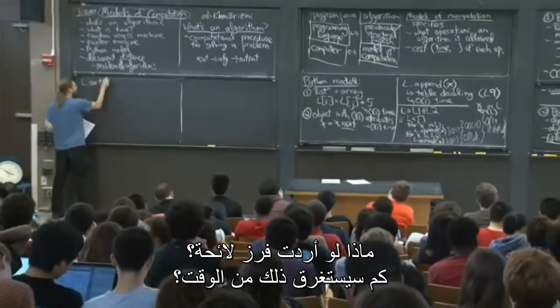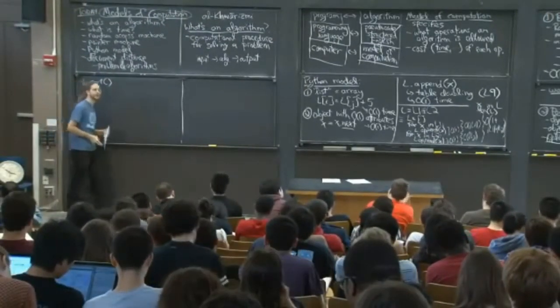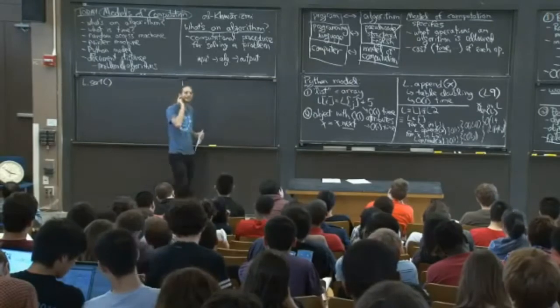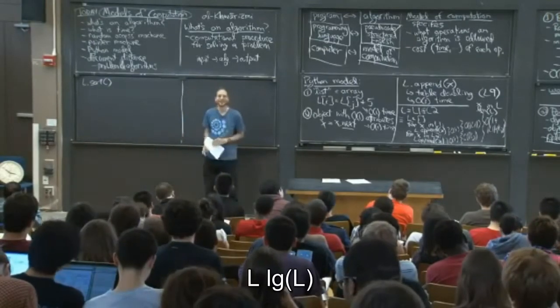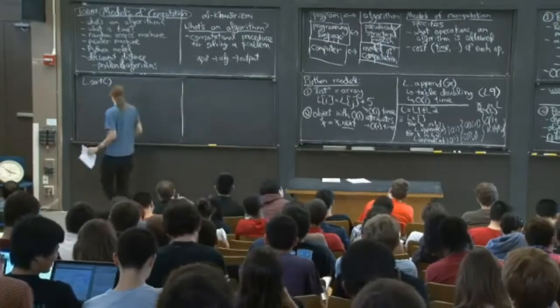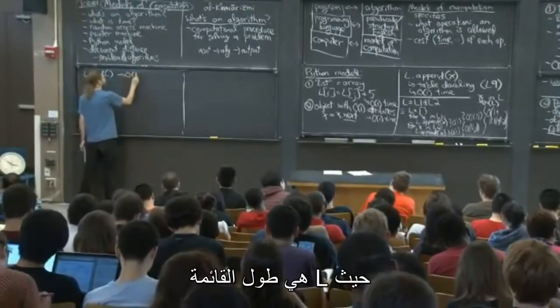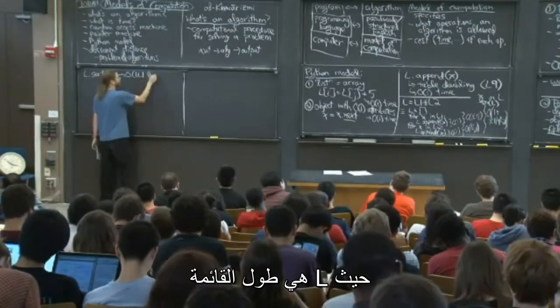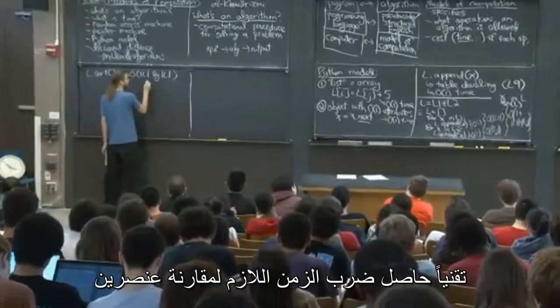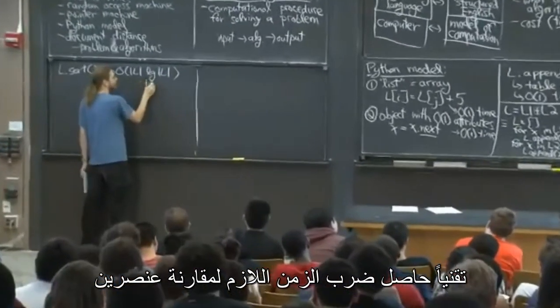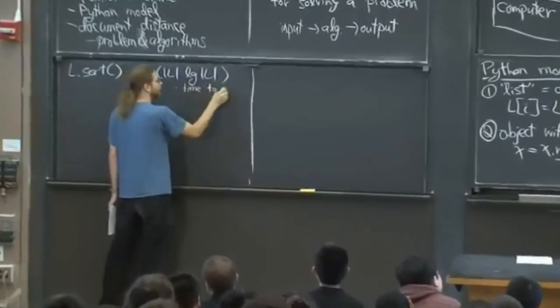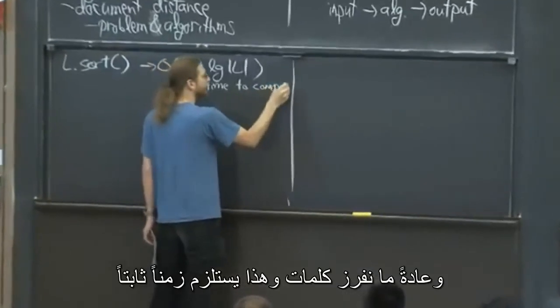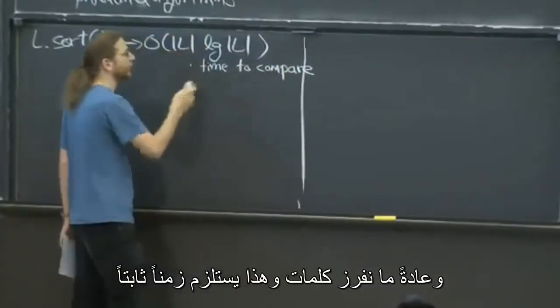What if I want to sort a list? How long does that take? N log n, where n is the length of the list. Technically times the time to compare two items, which usually we're just sorting words, and so this is constant time.